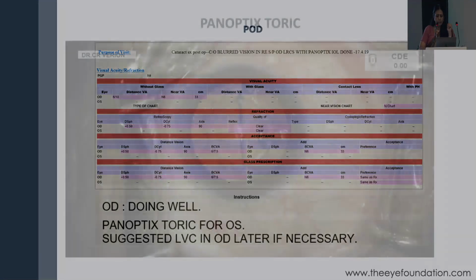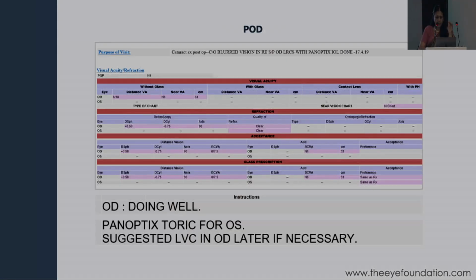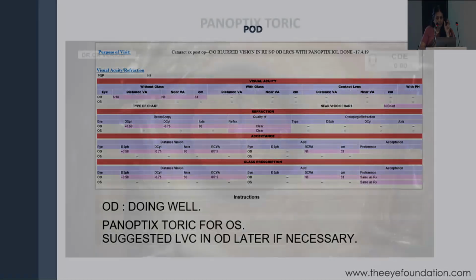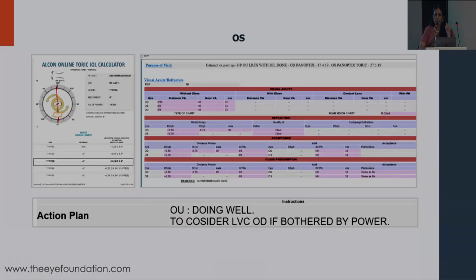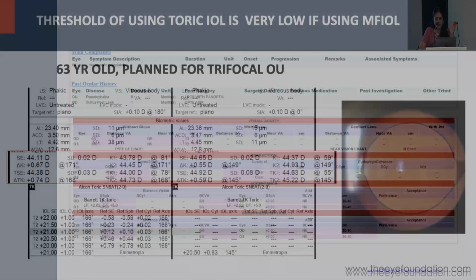Then this was a patient who had a small amount of astigmatism. At that time, there was no PanOptix toric. We fixed a PanOptix for him. He had a small residual astigmatism. So what we did was, the next time we did a PanOptix toric for him. I'm not showing you the video. And then he had great vision. And then we took this patient back and did a laser vision correction for the residual error in the first eye. And he had a plano 6/6 in both eyes.